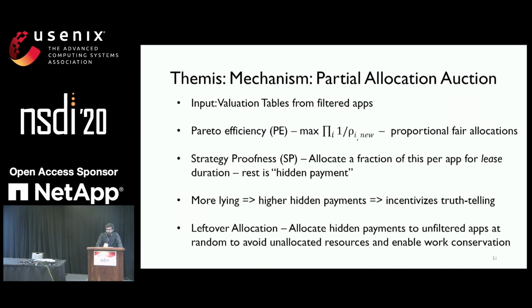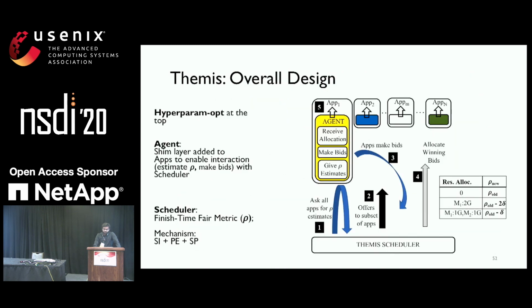Intuitively, this hidden payment is designed such that more lying leads to higher hidden payments, and thus this incentivizes truth telling and guarantees strategy proofness. The hidden payments are allocated to the unfiltered apps, the apps that did not take part in the auction, at random for work conservation. We refer you to the paper for additional details and proofs.